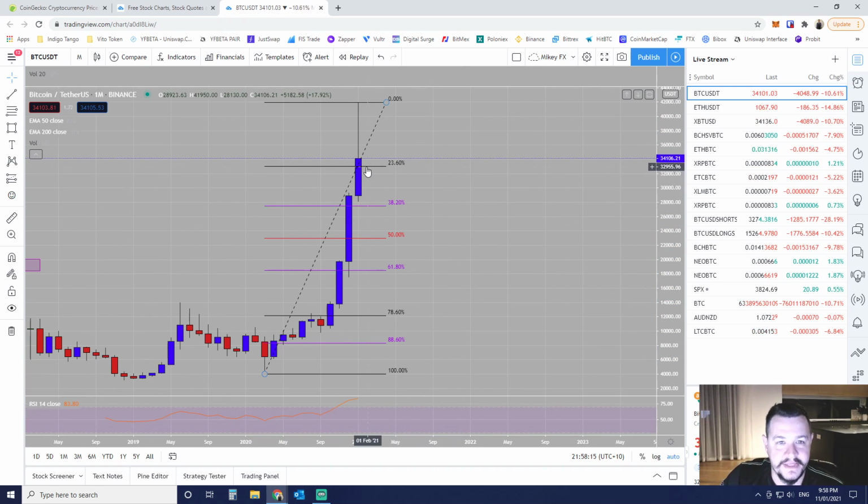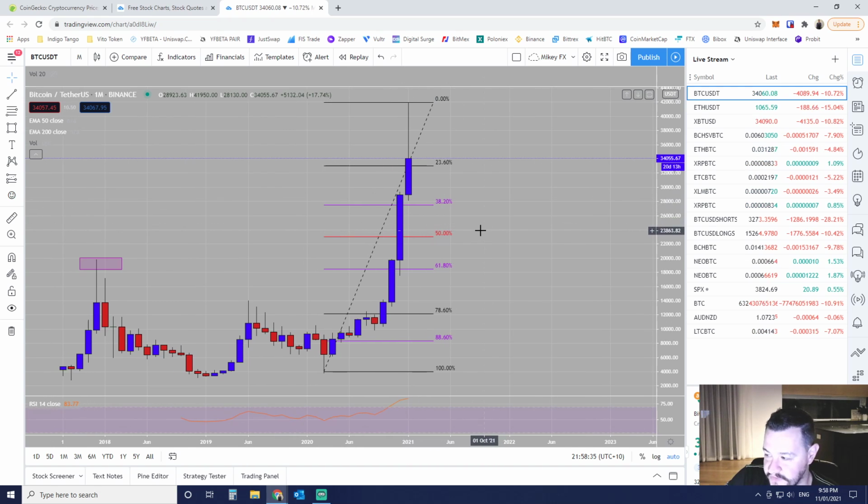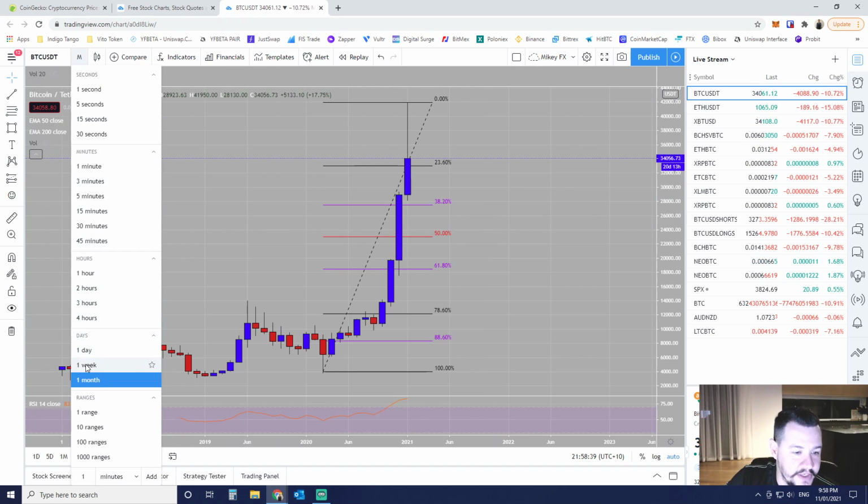From a monthly perspective, you would only be worrying about this price action if this ended up closing, and then we got a bearish engulfing, which means a big red candle bigger than this blue candle. That would mean we're going to get some pressure to the downside. But from a monthly, we're extremely bullish. So we're going to go down to the weekly chart.